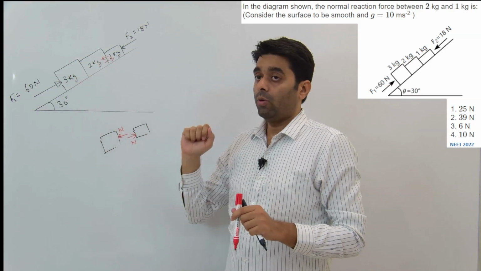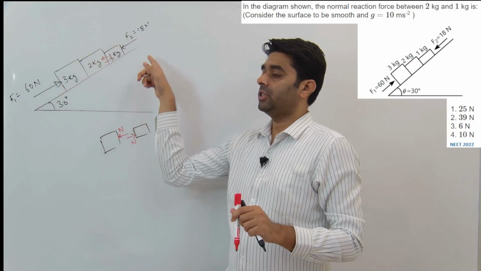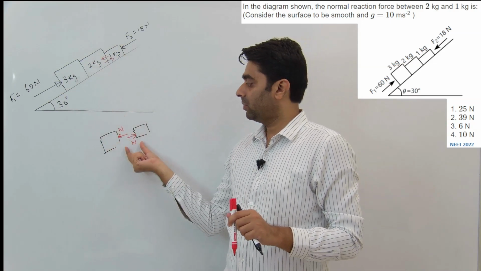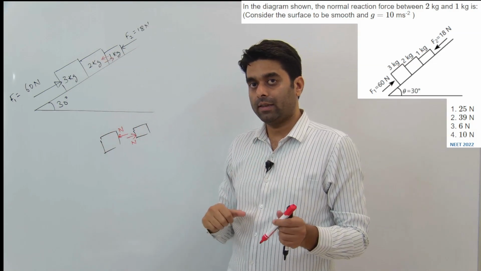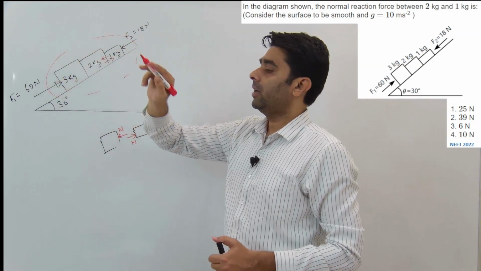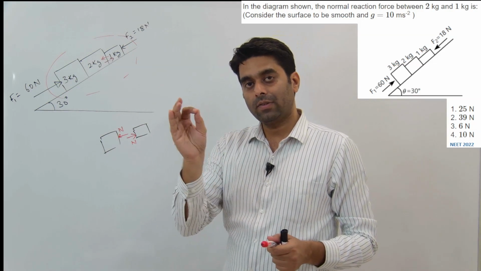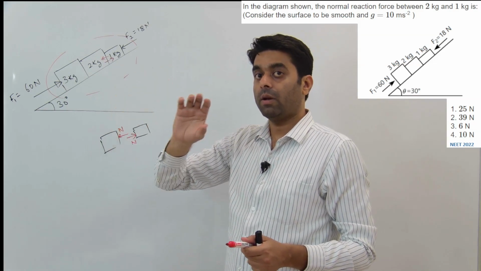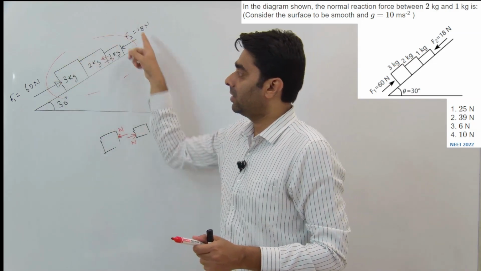Now, to calculate normal, first we will find out the acceleration of these blocks. Once we get the acceleration of the blocks, we can apply F net equals ma on any one of them and calculate our normal. How do we calculate acceleration? For acceleration, we will consider all these blocks to be part of a single system. Why can we consider them as a system? I have discussed this in our revision video also. Whenever different bodies are moving with the same acceleration, we can consider them as a single system.